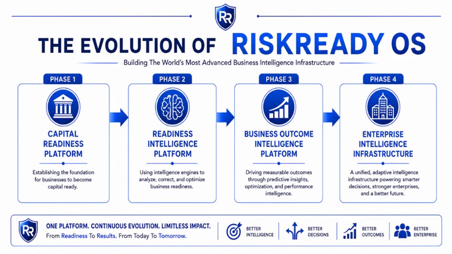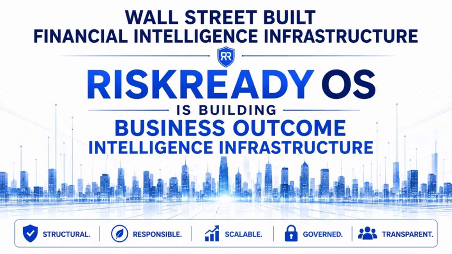That progression is important because it shows that Riskready OS is not being built as a single-feature tool. It is being built as a long-term infrastructure platform for business intelligence, readiness, governance, and outcomes. And that brings us to the final positioning statement. Wall Street built financial intelligence infrastructure focused on assets, markets, securities, and capital movement. Riskready OS is building business outcome intelligence infrastructure focused on enterprises.